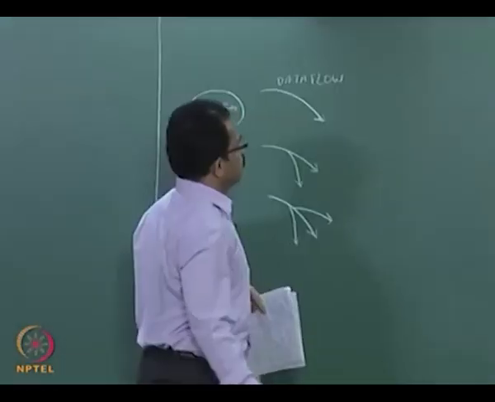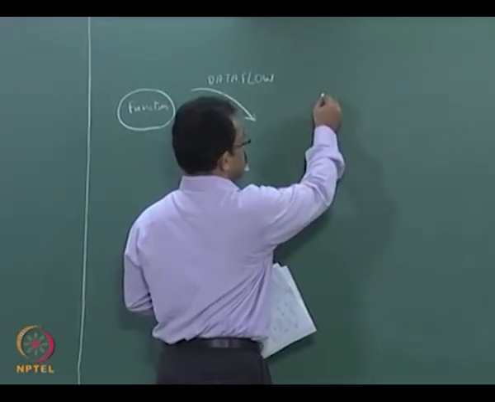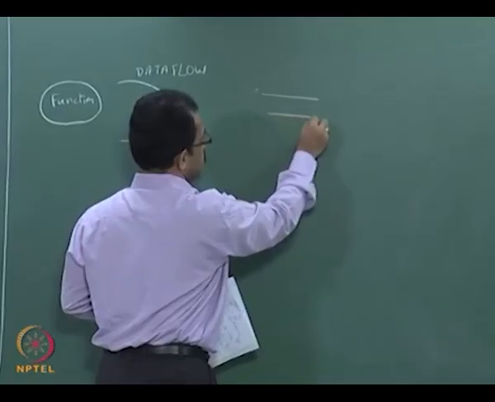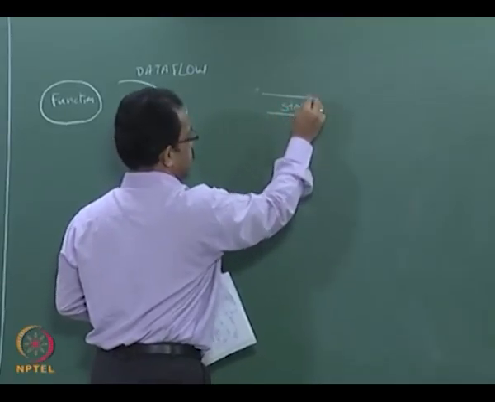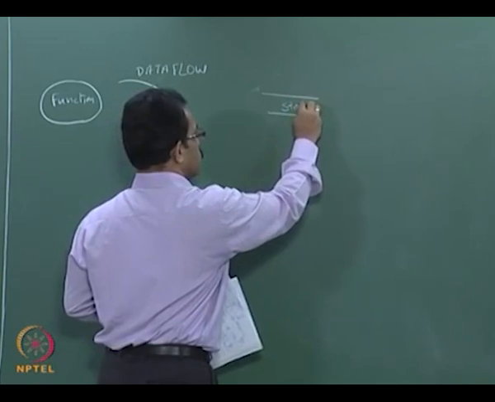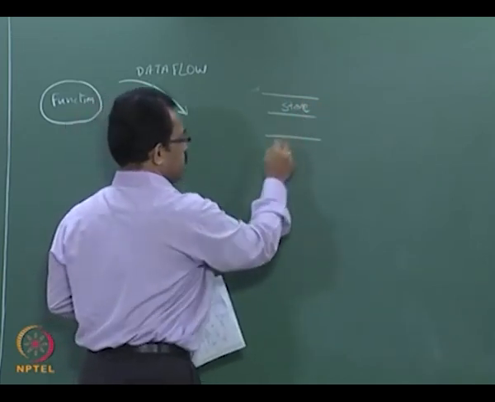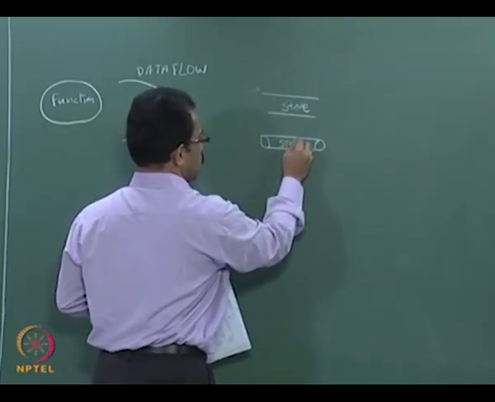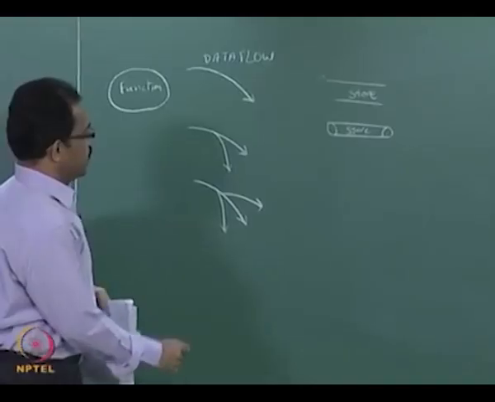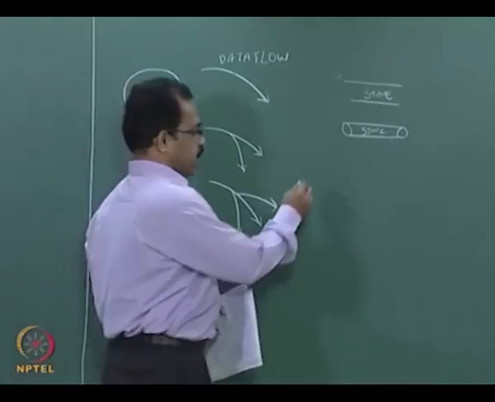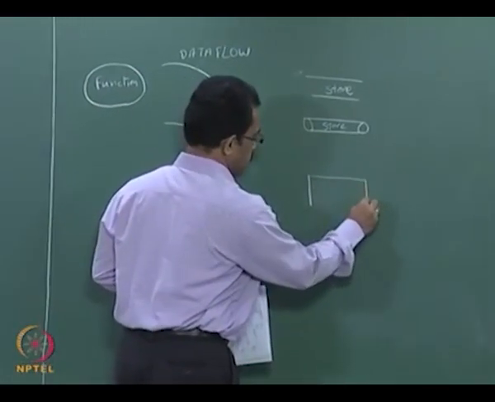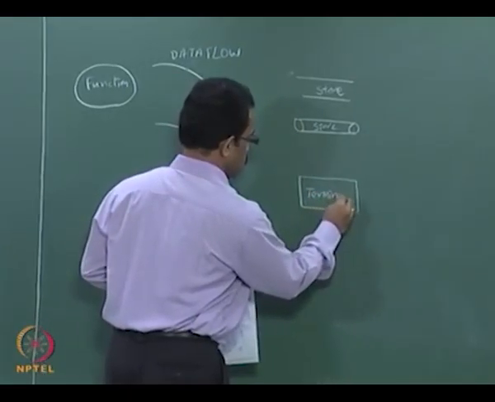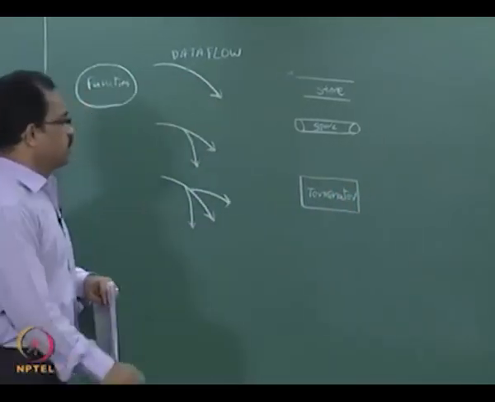The other one is known as the store, or the storage space. This is represented in different ways. Sometimes it is represented like this, basically to store data or to retrieve data from the store, or it is represented sometimes like this also. This is the third construct used in the data flow diagram, and the fourth one is known as the terminator. The terminator is nothing but an external system represented using a square. So this is the terminator.